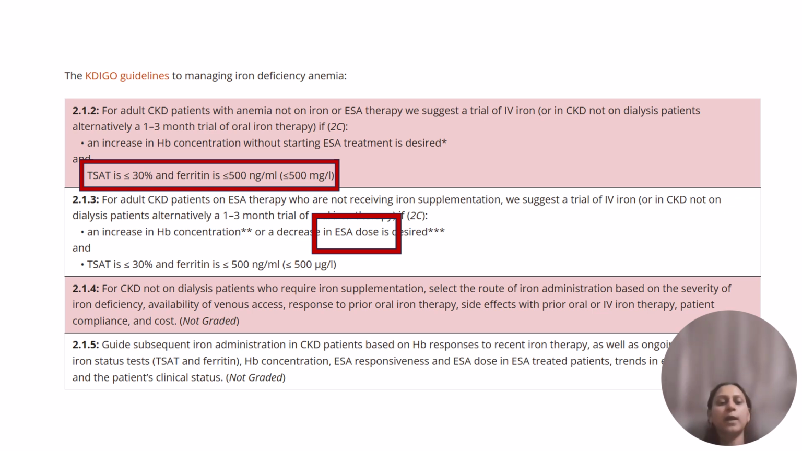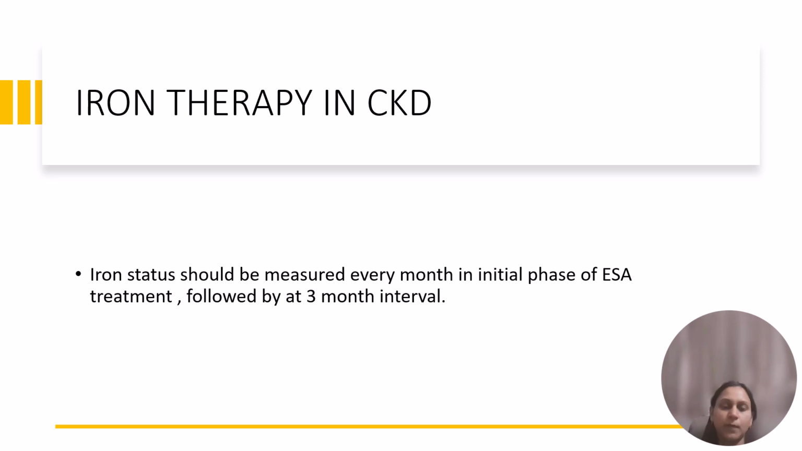So what do the KDIGO guidelines say? It says that you have to target a TSAT of 30% and ferritin of 500. And before starting erythropoietin, make sure that you have replenished the iron stores, and you have also ruled out any other causes for anemia. Iron status should be measured every month in the initial phase of ESA treatment, followed by a 3-monthly interval.